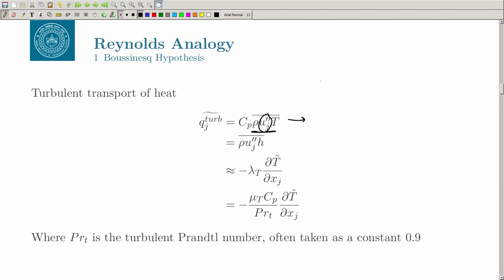So, this is the term that needs to be found out. What we do is that it can also be written as, you can take the Cp inside and it becomes rho uj double prime h bar, right. So, like we did for the velocity gradient, we will also relate it to the temperature gradient. Okay, same way like we do the molecular diffusion of heat.